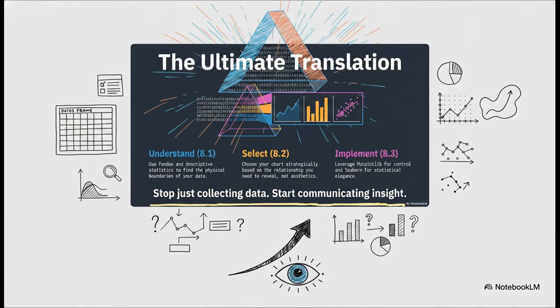So, bringing it all back together, this is your ultimate translation prism. First, you understand the mathematical boundaries using pandas and descriptive statistics. Next, you select your charts incredibly strategically, based purely on the relationship you need to reveal. And finally, you implement the whole thing using Matplotlib for that granular control and Seaborn for the statistical elegance.